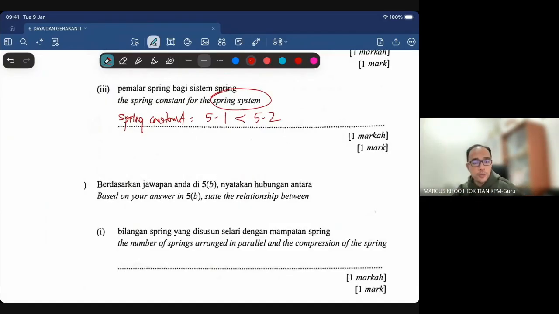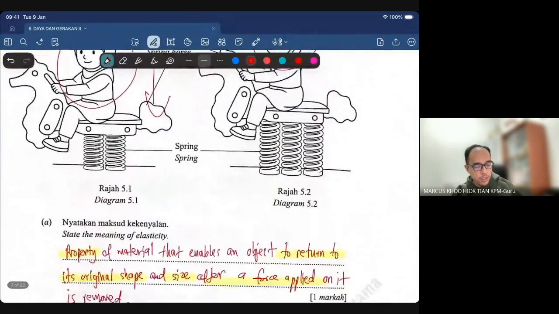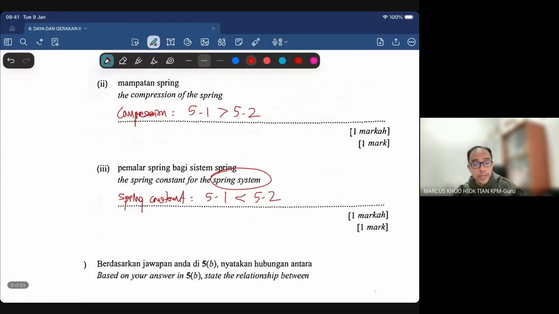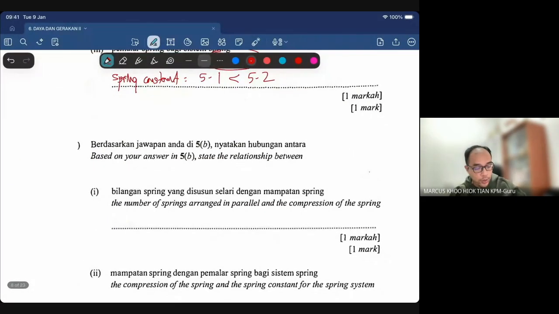Okay, so state the relationship between number of springs and compression. Number of springs is less, compression is more. So one bigger, one smaller. Okay, for the sake of time, and because we've done this so often, you can write your own long-worded answer. I'm just going to give the short version. So the bigger the number of springs, the smaller the compression of spring. Okay, in the exam, please write full sentences. We're just discussing this as an exercise.